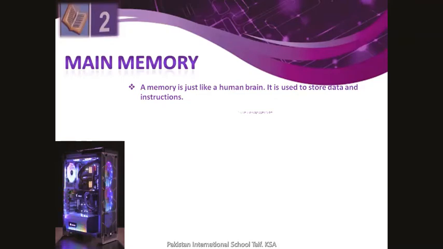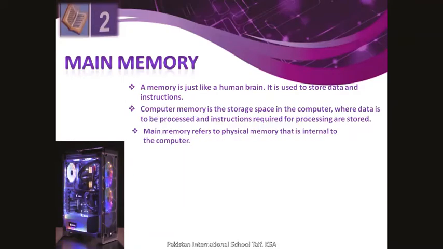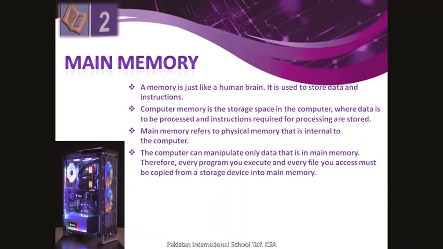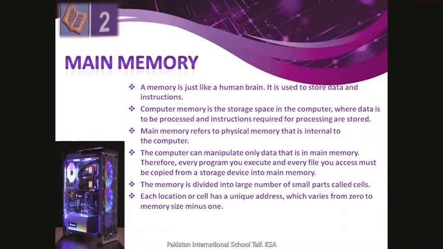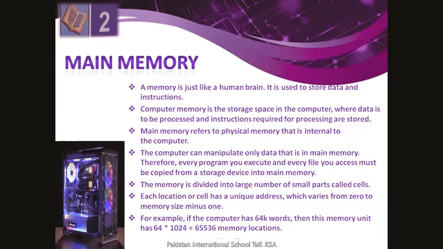Dear students, we will continue our lecture with main memory. So what is a memory? Basically, a memory is just like a human brain. Like in the human body, we have a brain to memorize something, to memorize all the events in our mind. So a memory in a computer system is just like a human brain.